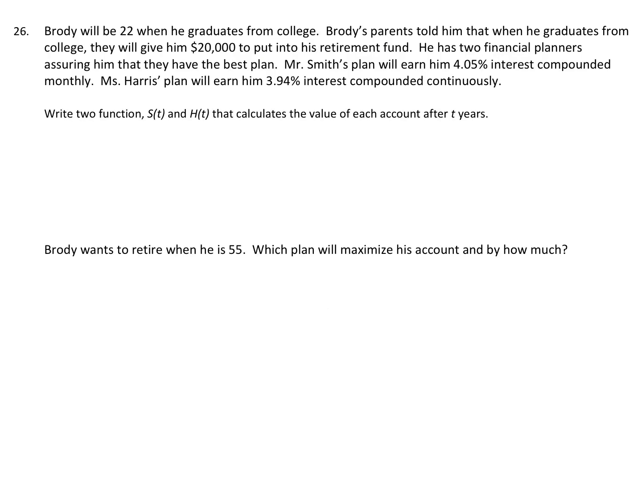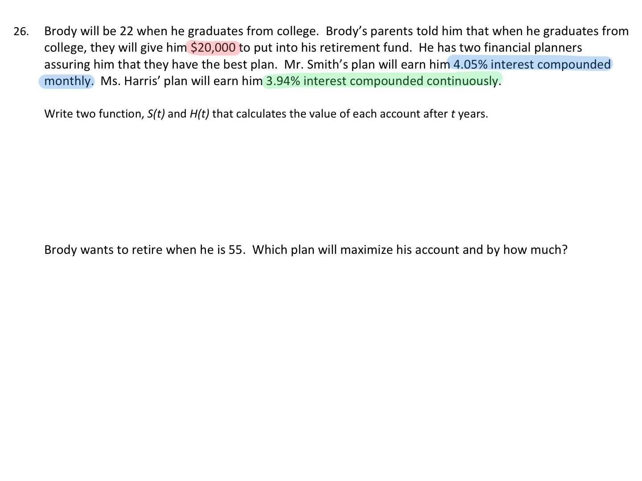All right, number 26. So Brody will be 22 when he graduates from college. Brody's parents told him that when he graduates college, they will give him $20,000 to put into a retirement fund. He has 2 financial planners assuring him that they have the best plan. All right, so let's start. Mr. Smith's plan will earn him 4.5% interest compounded monthly. Ms. Harris's plan will earn him 3.94% interest compounded continuously.